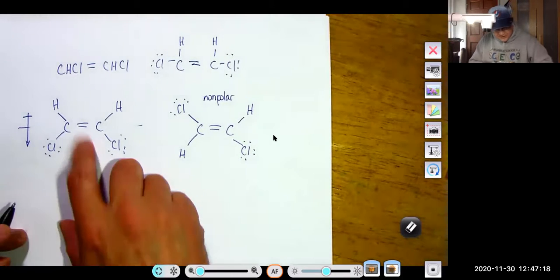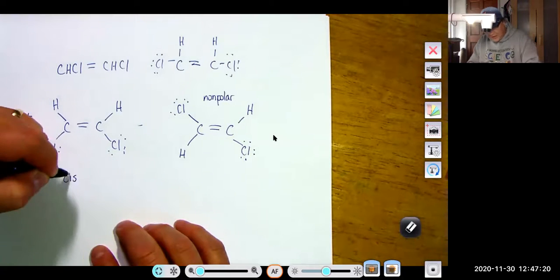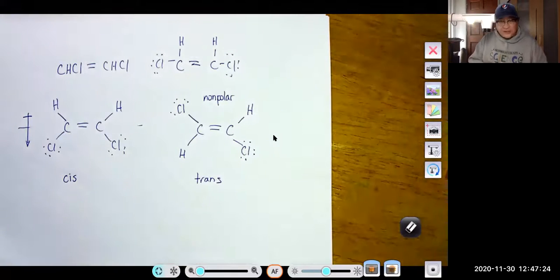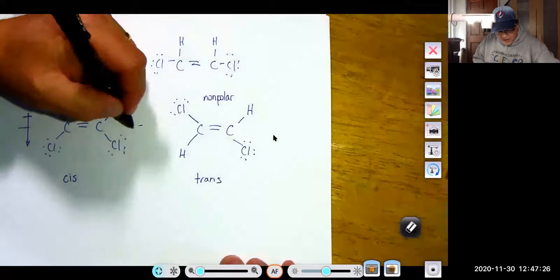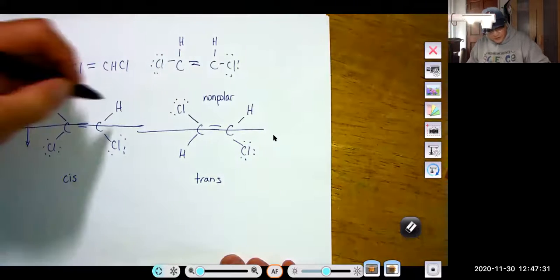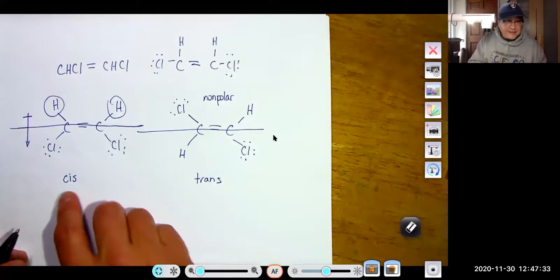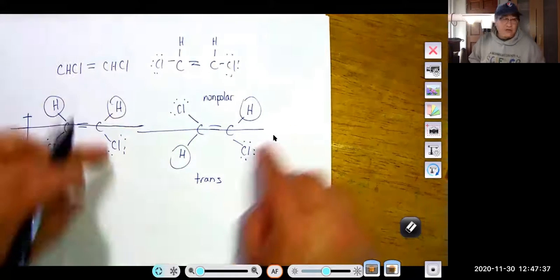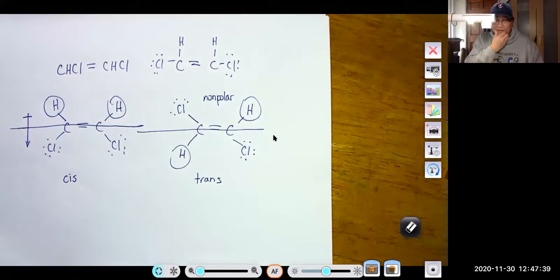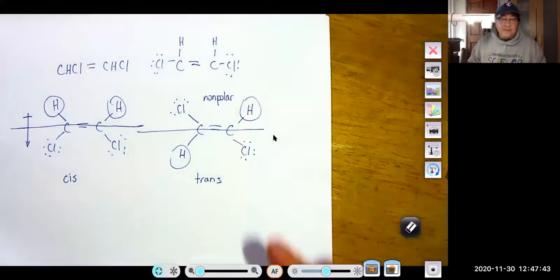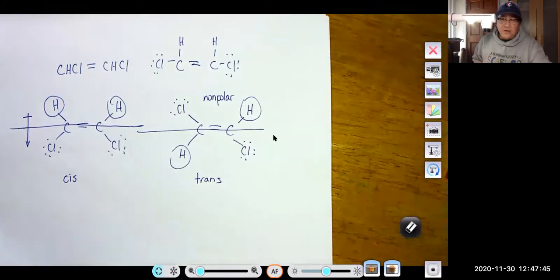Now this one is considered to be the cis structure, and this one is the trans. So how do you get these words cis and trans? If you draw a line through the double bond, if the hydrogens are on the same side, it's cis. And if the hydrogens are on opposite sides of that line, it's called trans. So cis like sisters, and trans like, have you guys ever heard of the Transcontinental Railroad?